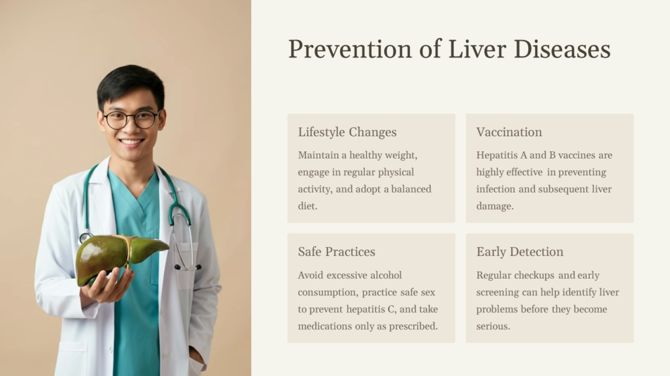Maintaining a healthy weight, staying active, and eating a balanced diet are key lifestyle changes that can help prevent liver diseases. Vaccines for hepatitis A and B are highly effective in preventing infection and protecting the liver from damage. It's important to avoid excessive alcohol, practice safe sex to prevent hepatitis C, and take medications only as prescribed to protect the liver. Regular checkups and early screening can help identify liver problems early before they become serious issues. The healthy, glowing liver in the image represents the benefits of these prevention strategies.